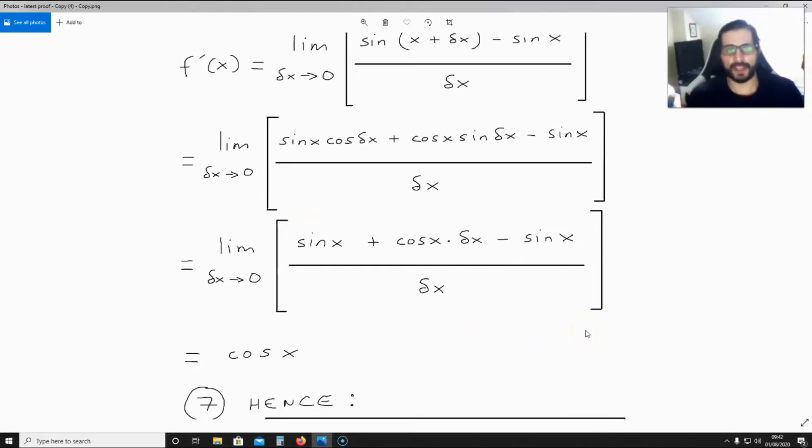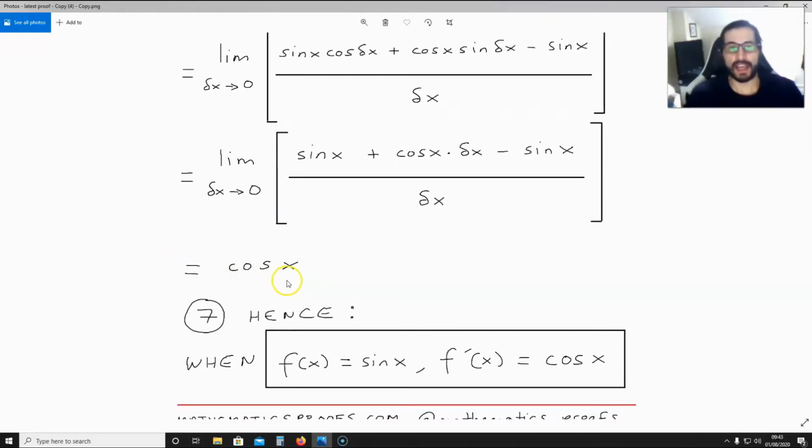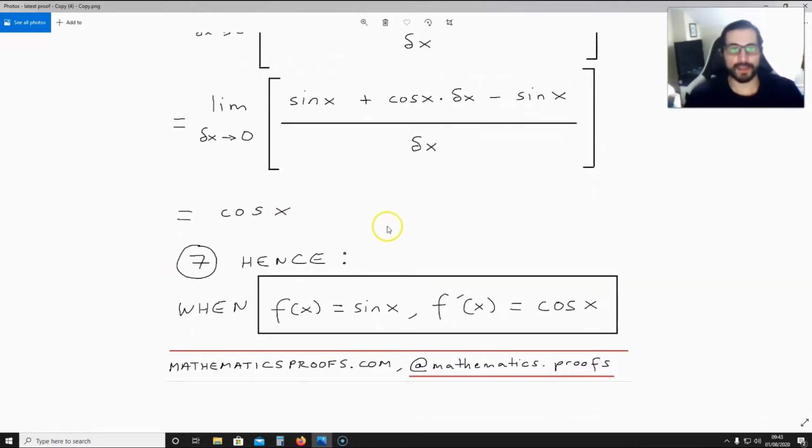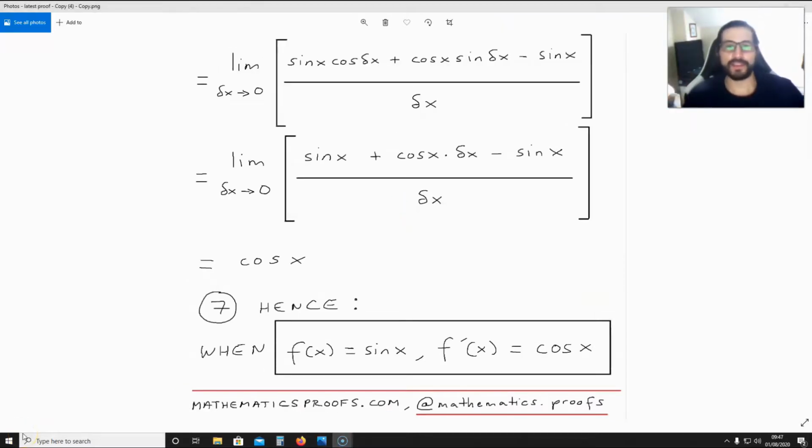And if we simplify it, for instance, we get rid of this sine x and this sine x over here, and we just have the fraction cos x multiplied by change in x over change in x, and what we end up getting is just cos x. So we end up proving with step number 7 that when you have sine x, its derivative is equal to cos x. So the proof has been completed.